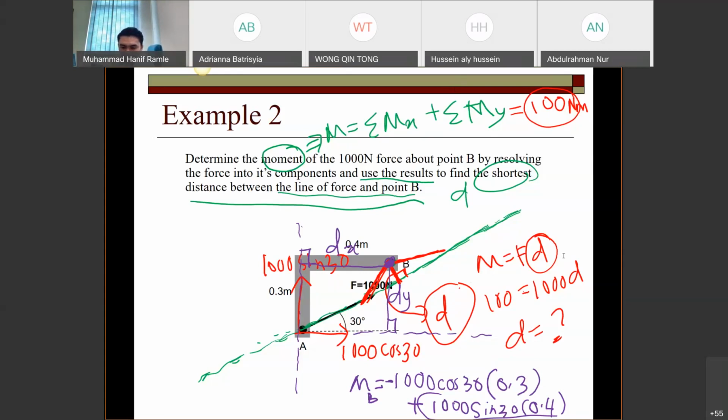Okay, there is one answer from the chat box from CBE. It mentions that 1000 cos 30 makes B become counterclockwise. Yes, correct. The answer is correct. Because of the force for the x component, and we fix at point B, the rigid body will move counterclockwise. So do you get the idea from the explanation from your friend?